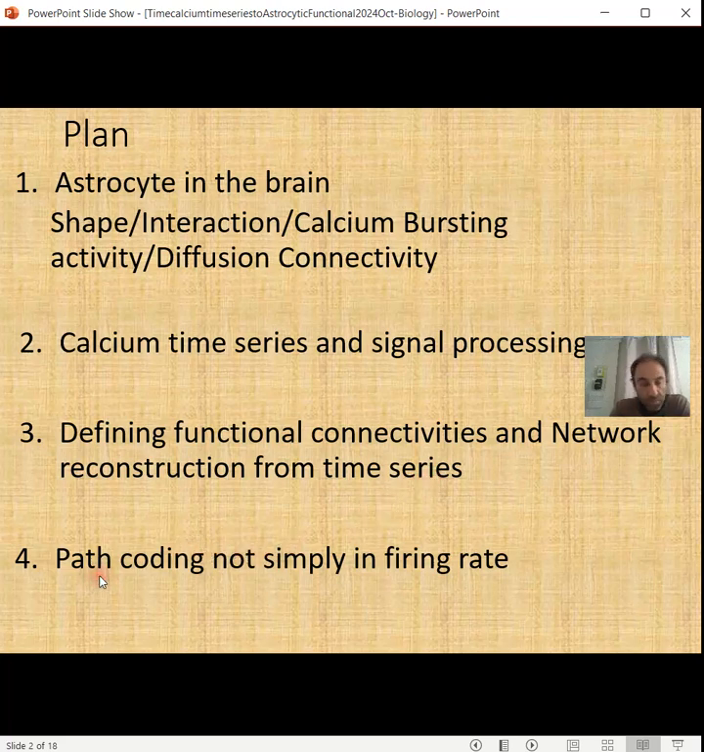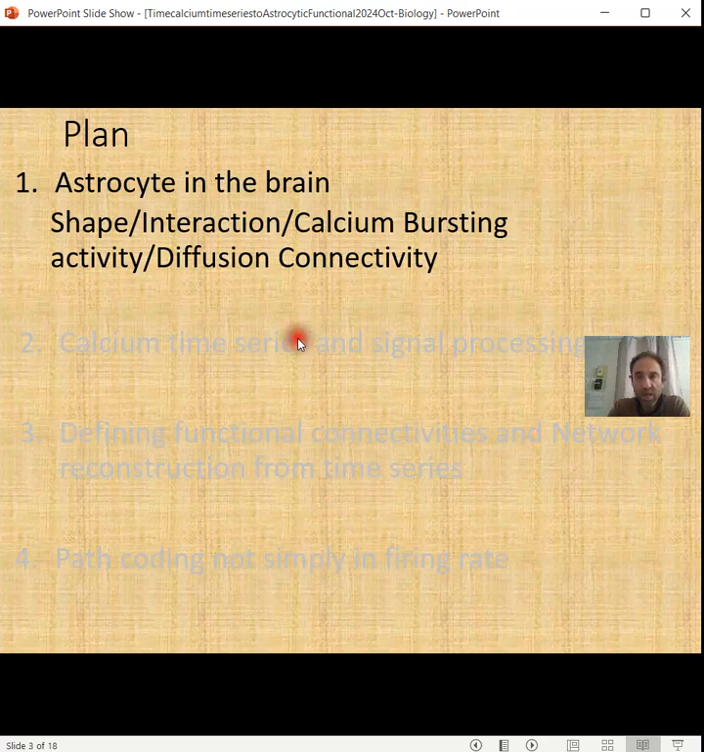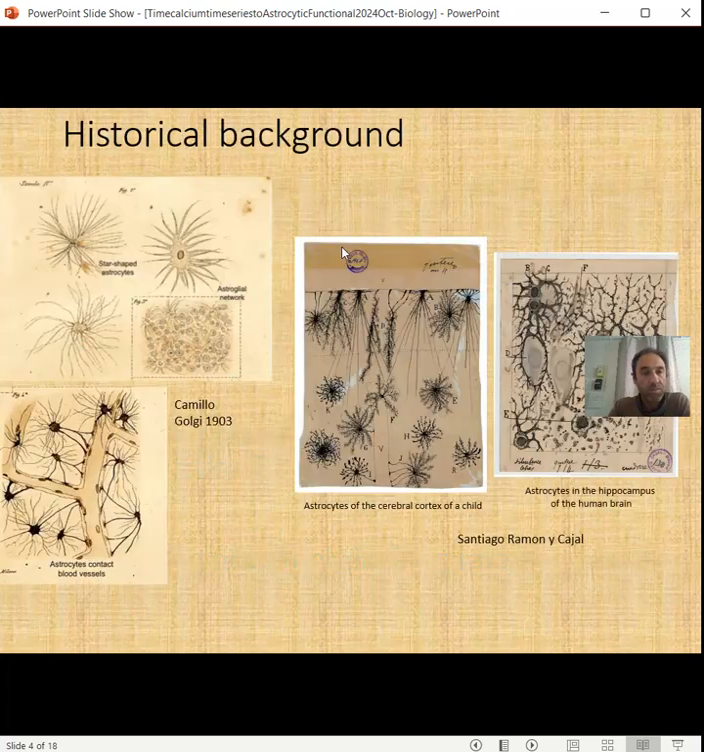And finally, I would like to insist on the notion of path coding, that is probably and possibly the neuronal code can be much more represented by paths that consist of a succession of activated astrocytes rather than simply spiking events in a population. So let's start with the first part, and this will be now a biological description of known results.